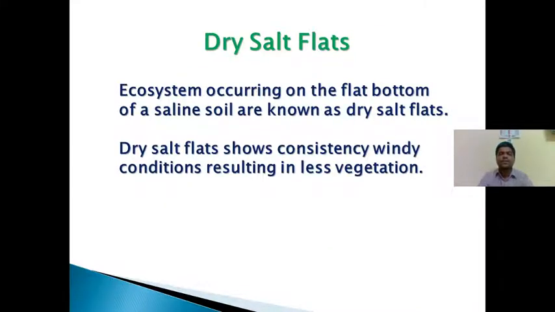The second type of barren land is called dry salt flats. Ecosystems occurring on the flat bottom of a saline soil are known as dry salt flats. These dry salt flats are also exposed to high windy conditions, which result in less vegetation. Dry salt flats are generally called salt pans, where production of salt can take place.